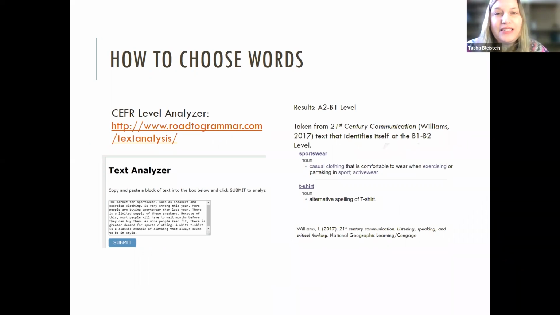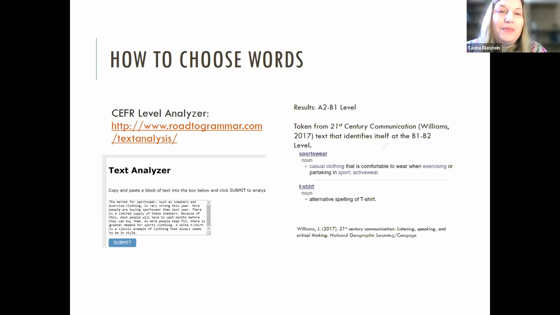And if you are using a text, I found that this text analyzer that you can find at this Road to Grammar website is quite helpful. So if you're using a worksheet or a textbook and you plug in your text, if you've gotten something from the internet, it's even easier because you can just copy and paste it into the box, and then it will tell you what words to focus on. It will also tell you what level the text is at.